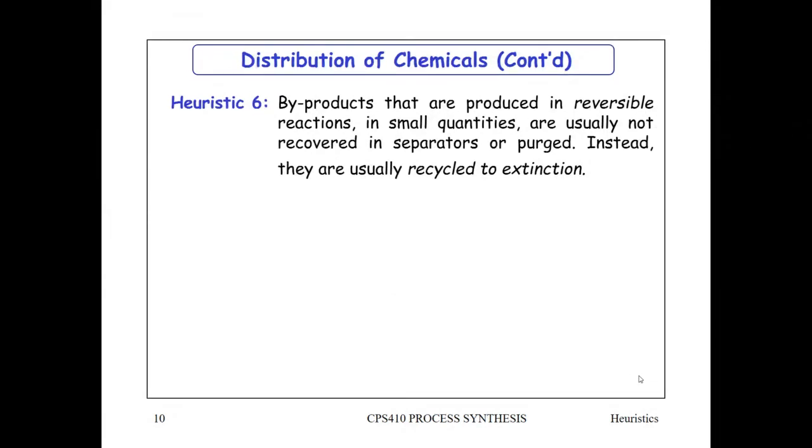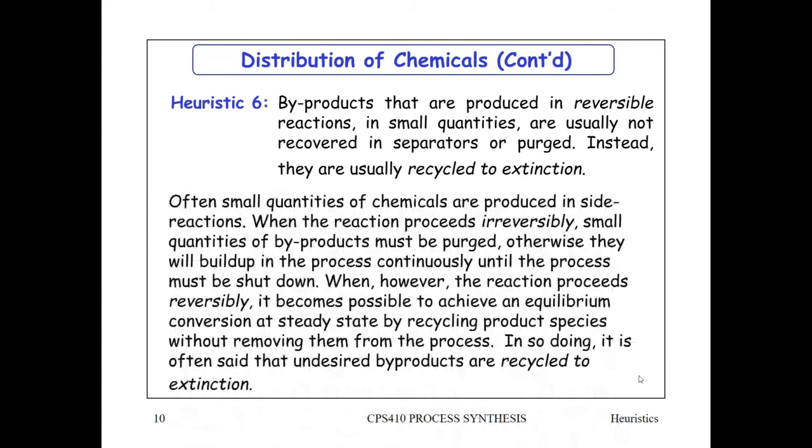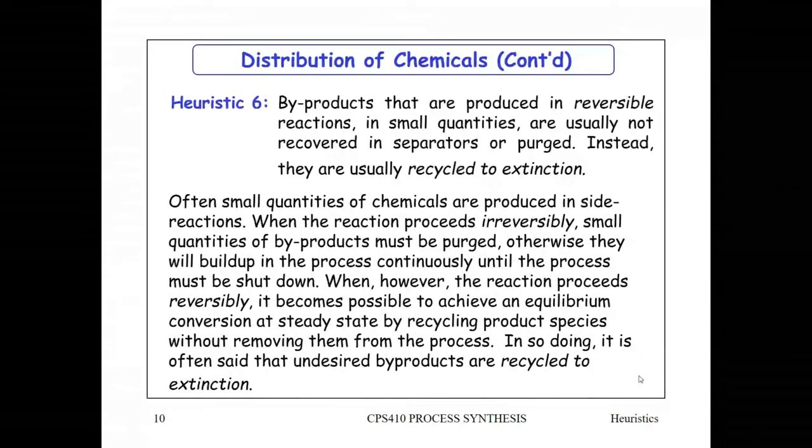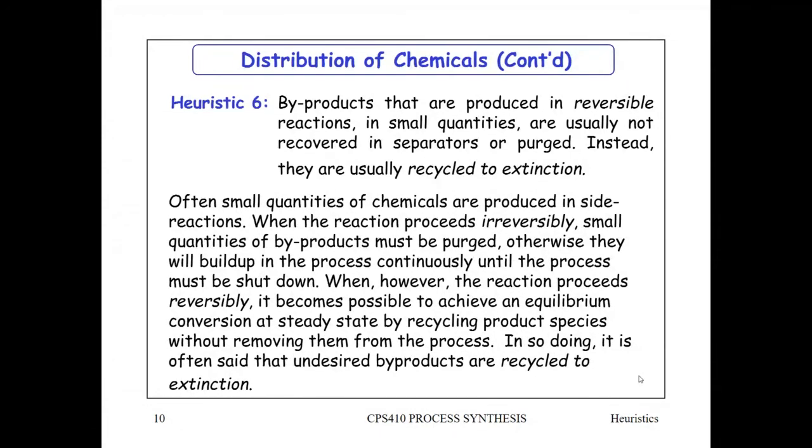Heuristic 6. Byproducts that are produced in reversible reactions in small quantities are usually not recovered in separators or purged. Instead, they are usually recycled to extinction. So that's an interesting word. So what you are doing is to push up. If you've got, I wish I had the ability to write on the screen. So if you've got A plus B goes to C plus D.